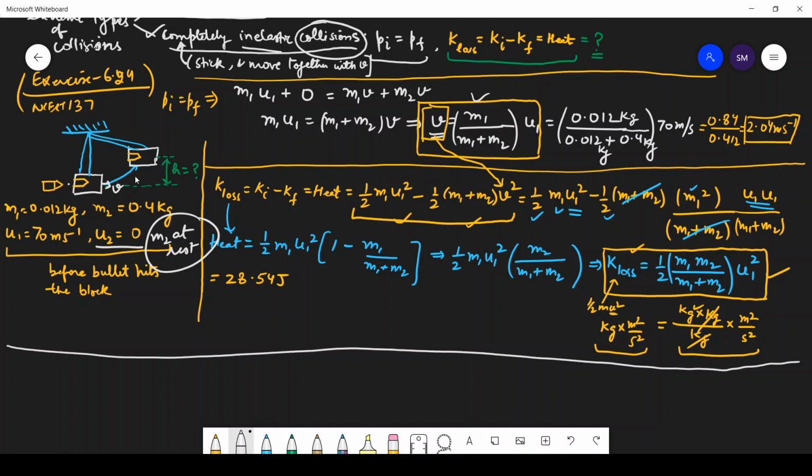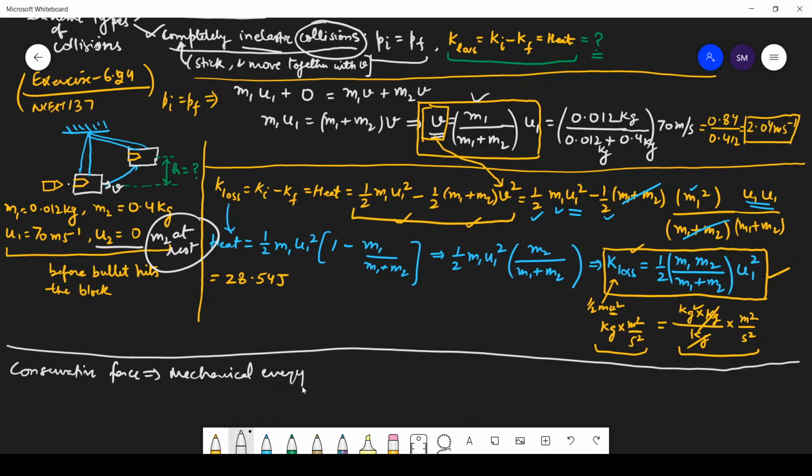Now what was the next part of the question? We have to tell the height. So students, as you know that there's only one conservative force which is acting on it, and that conservative force is the gravitational force which is actually pulling it down. So whenever there are conservative forces, we have studied in this chapter only that mechanical energy is conserved.